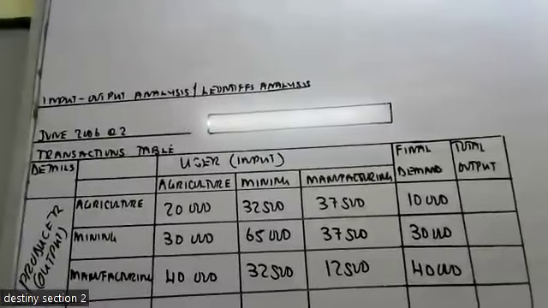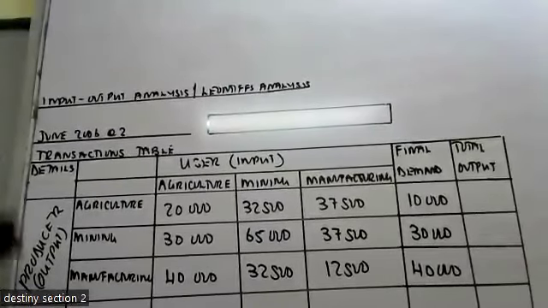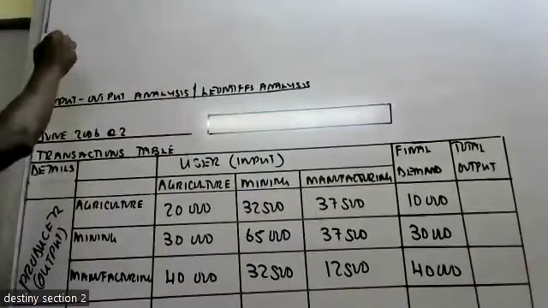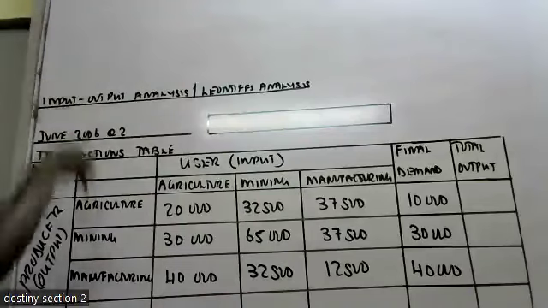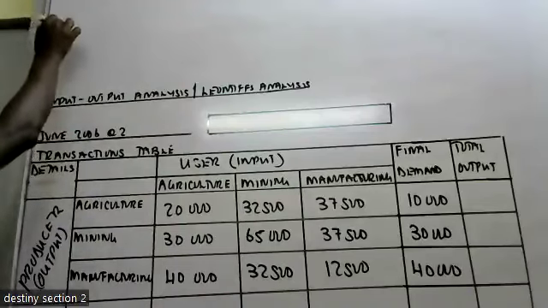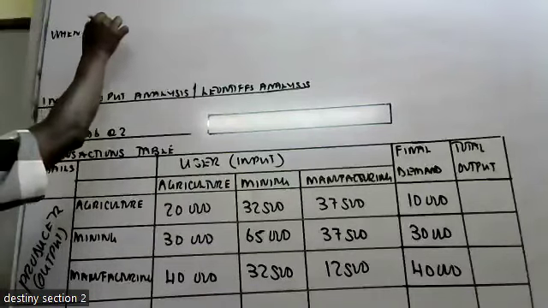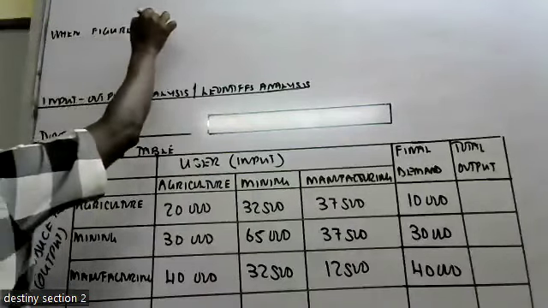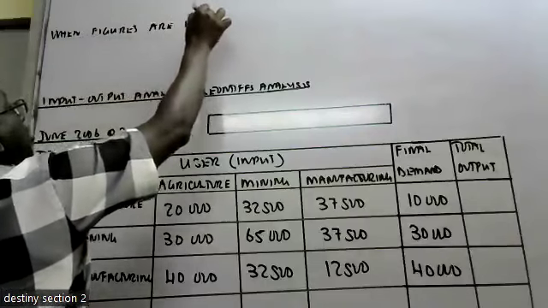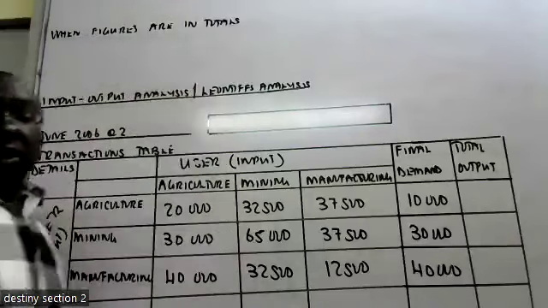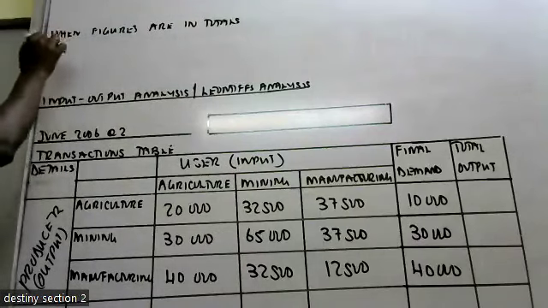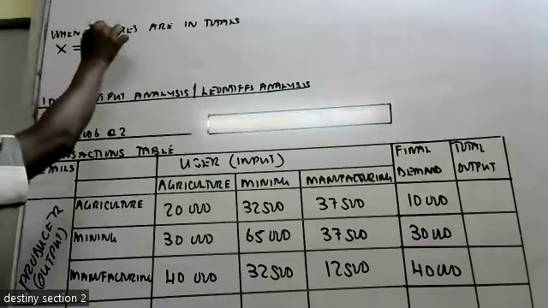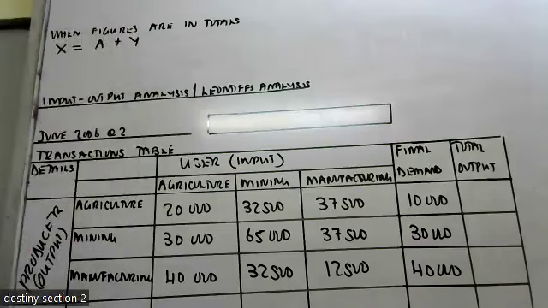If you want to know, down below the table, when figures are in totals, X is equal to A plus Y. X is equal to A plus Y.